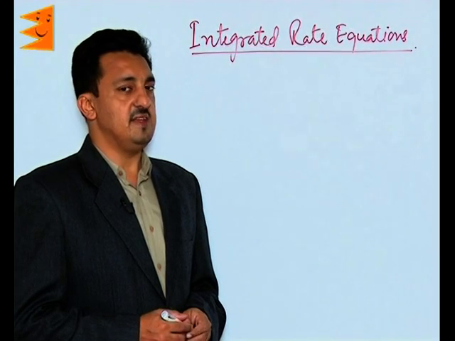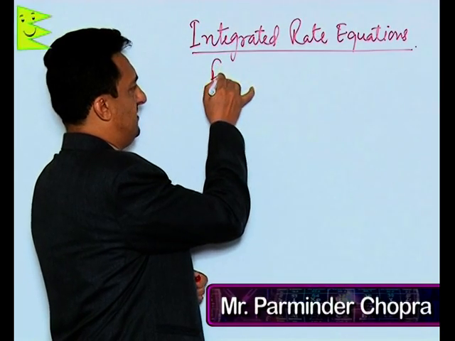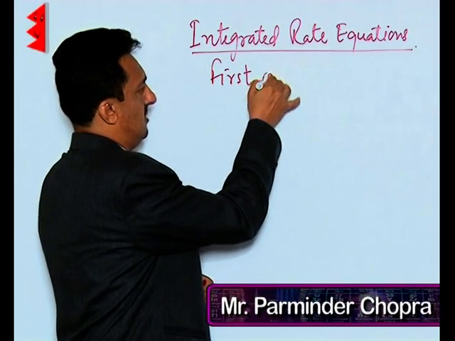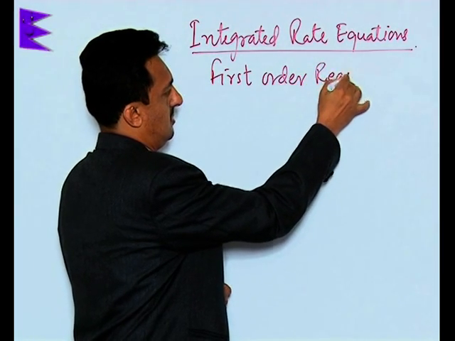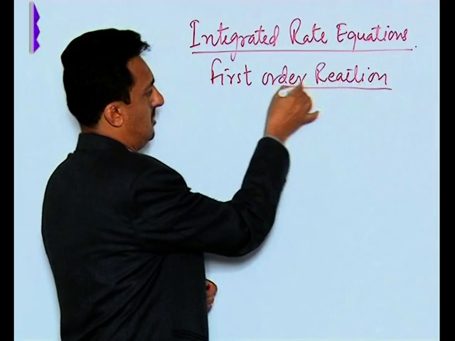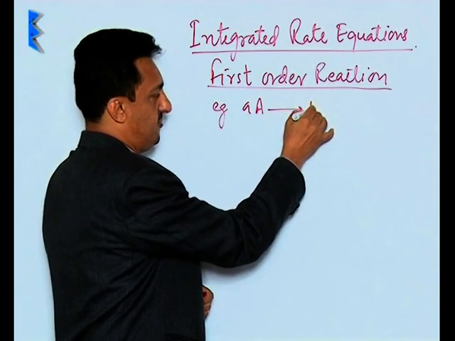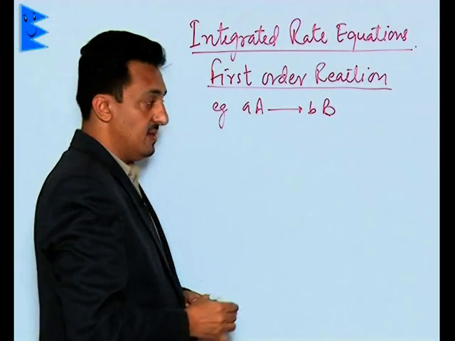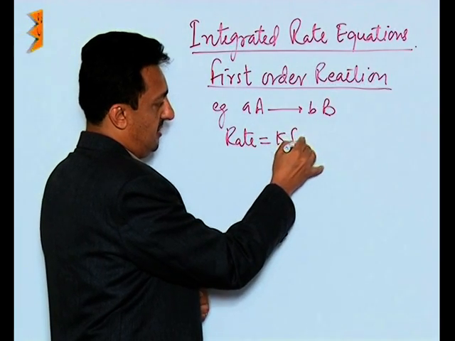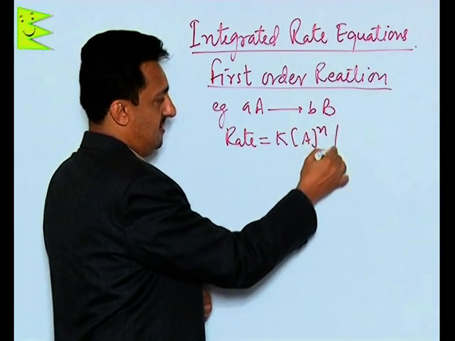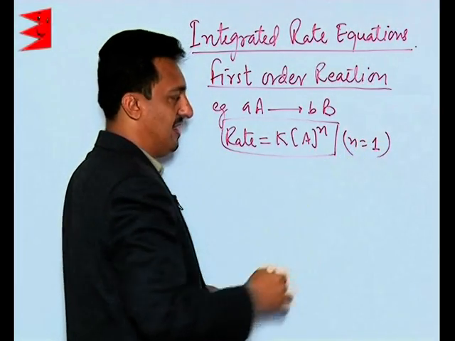Now let us see the integrated rate equation for the first order reaction. For a first order reaction, let us take an example that A moles of A changes to B moles of B. Now we know as per the rate law, the rate is equal to K[A]^n, where n is 1 because it's a first order reaction.